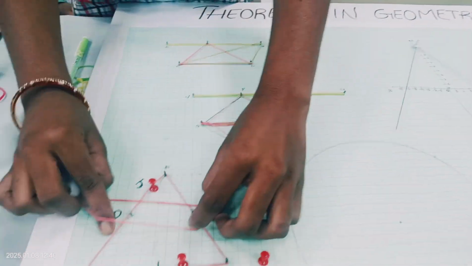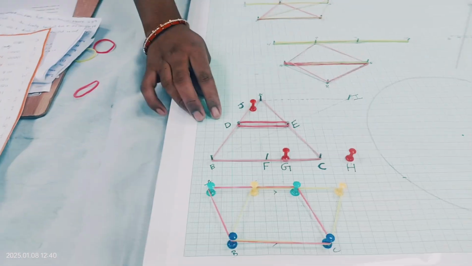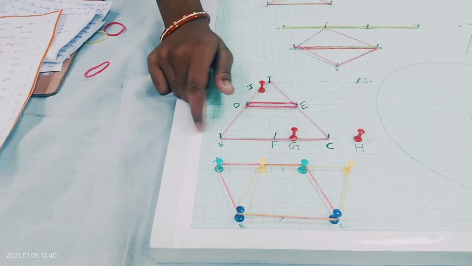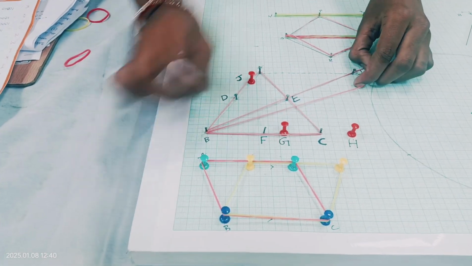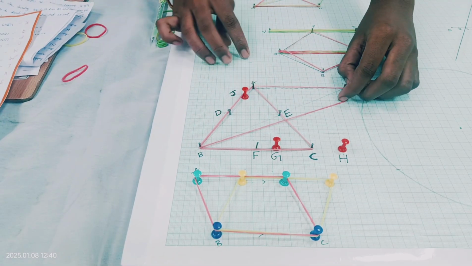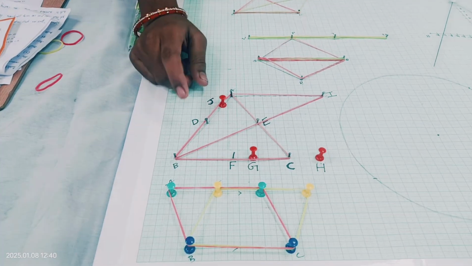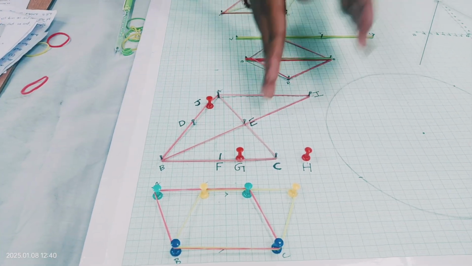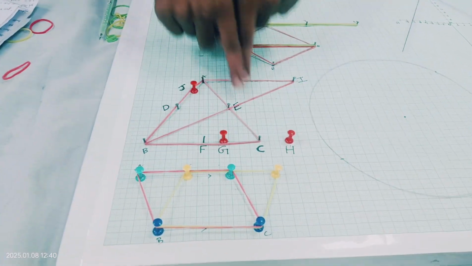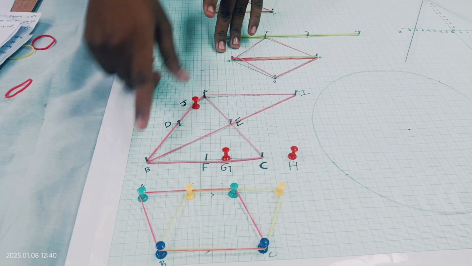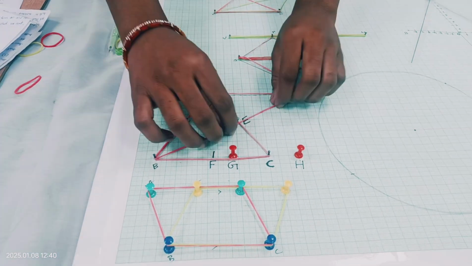Here, the basic proportionality theorem: DE parallel to BC, so AD by DB equals AE by EC. Another theorem is the angle bisector theorem. The angle bisector theorem means any angle bisector divides the opposite side. So if AD is the bisector, then BD by DC equals AB by AC. This is called the angle bisector theorem.